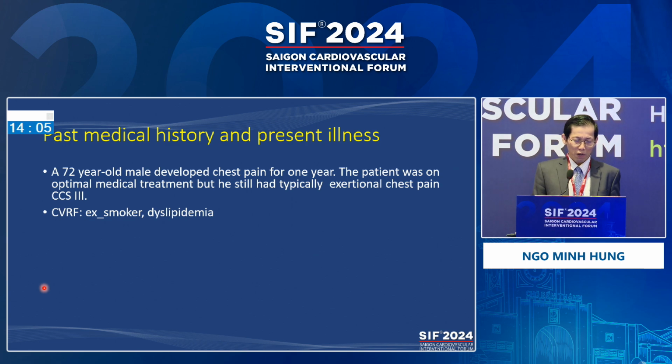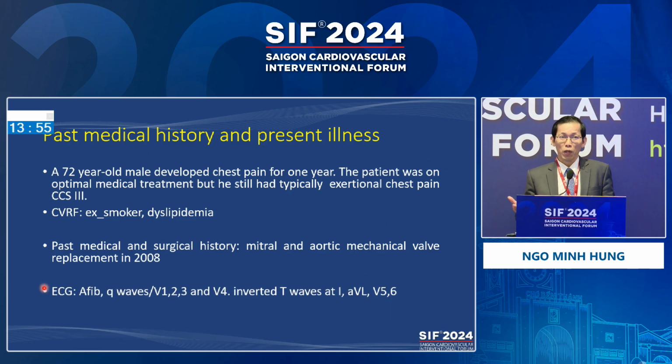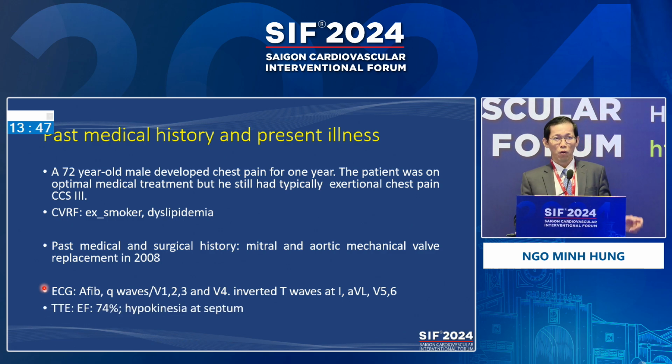Cardiovascular risk factors: ex-smoker and dyslipidemia. Past medical history, as I told you, is the very long history of mitral and aortic replacement. But recently, for 1 year, the patient had chest pain. He still feels okay, but the pain is not very typical. It lasted for 1 year and he came back to the hospital.